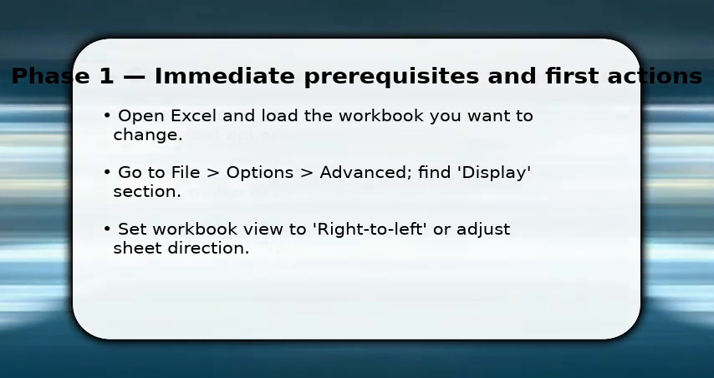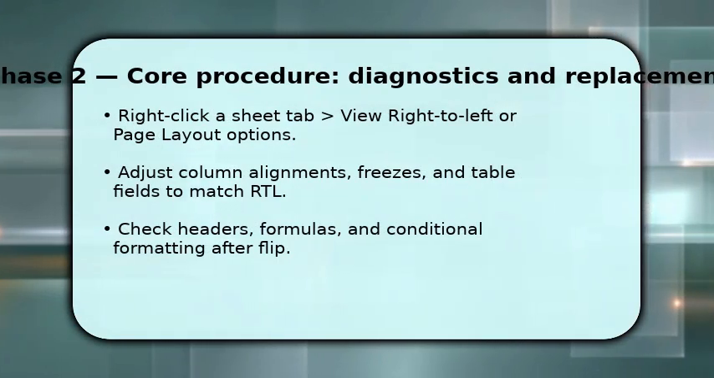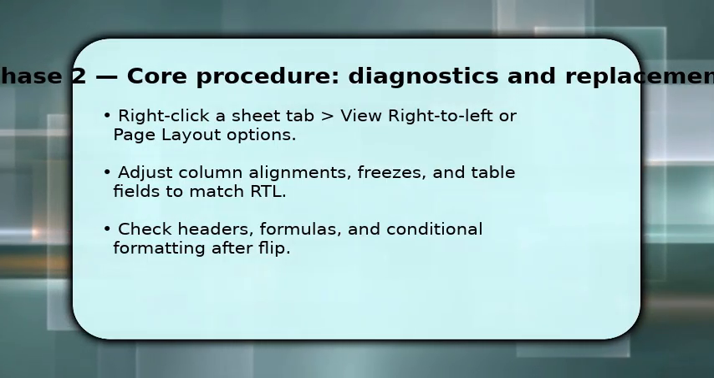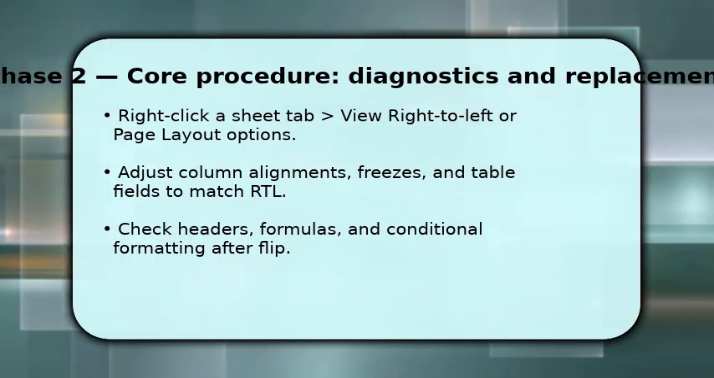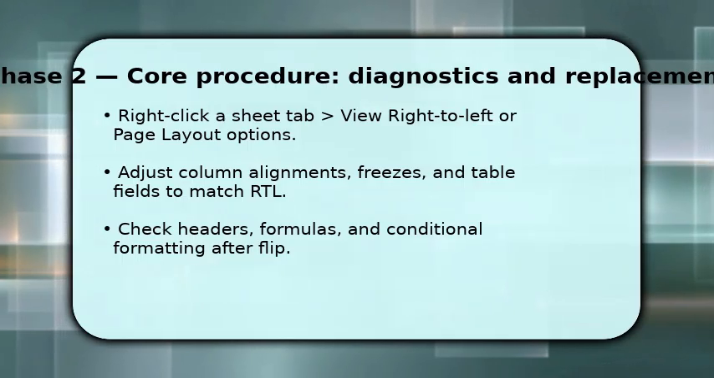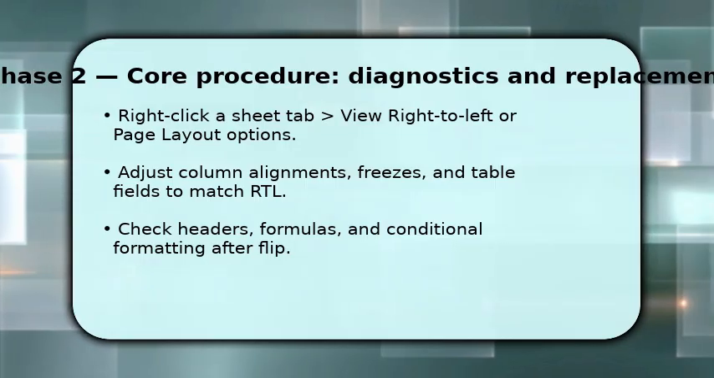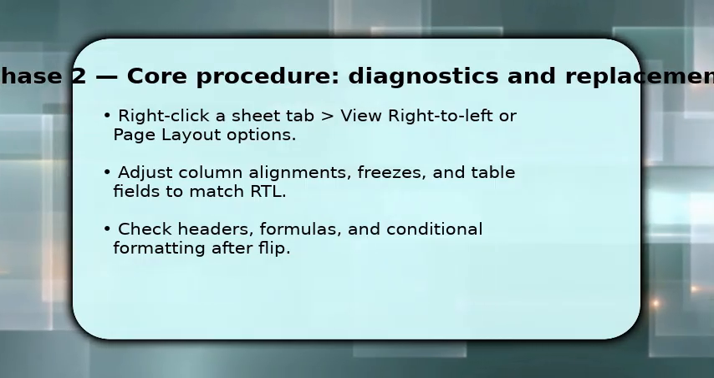Once you've enabled RTL, go sheet by sheet and right-click the tab to set that individual sheet's display to right to left. This ensures precise control. You'll also adjust column alignment and frozen panes so navigation feels natural, and move table fields or pivot table layouts if they relied on left-to-right ordering.